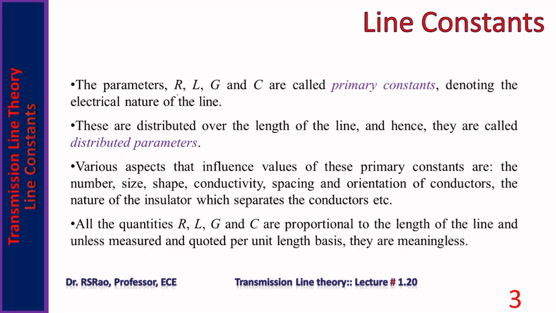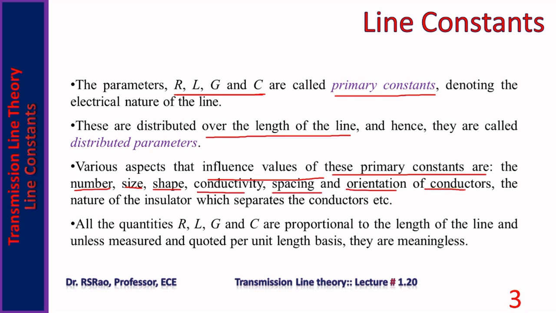The parameters RLGC, there is a name for them. They are primary constants. These are distributed parameters. These are distributed over the length of the line. That's why they are distributed parameters. Various aspects that influence values of these primary constants are number, size, shape, conductivity, spacing, orientation of conductors in the line, and also the nature of insulator which separates the conductors, etc. All these aspects influence the values of RLGC.